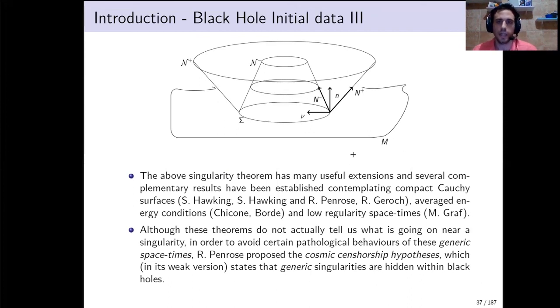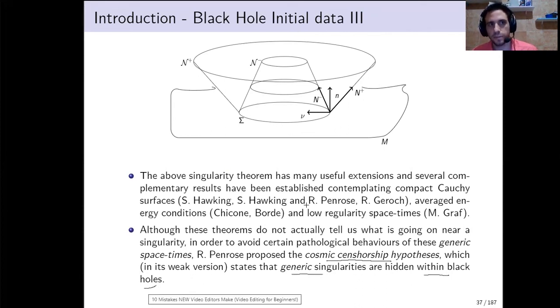And the above theorems, singularity theorems, have many useful extensions. In particular, they have been established under other hypotheses. And here there is a small review of other results. And for us, although these singularity theorems are not telling us what is actually going on near the singularity, in order to avoid certain pathological behaviors, Penrose also proposed this idea of cosmic censorship that basically states that generic singularities are hidden within black holes. So the presence of these singularities that are guaranteed by these singularity theorems would be a signature of black hole spacetimes under this cosmic censorship hypothesis.